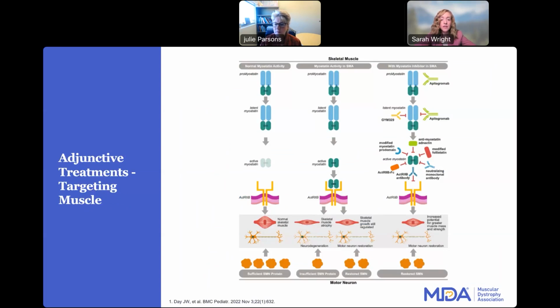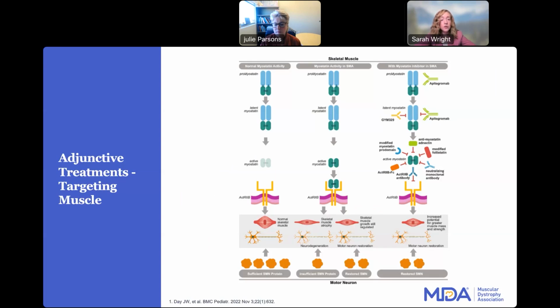And so Dr. Parsons nicely highlighted some of the muscle adjunctive therapies. So of course, what we know is when the motor neurons are lost, the muscle essentially will atrophy over time, and that's what leads to the weakness. When we think about the muscle, the type 1 muscle fibers are actually preferentially affected in patients with spinal muscular atrophy. So what if we can actually increase the muscle bulk?